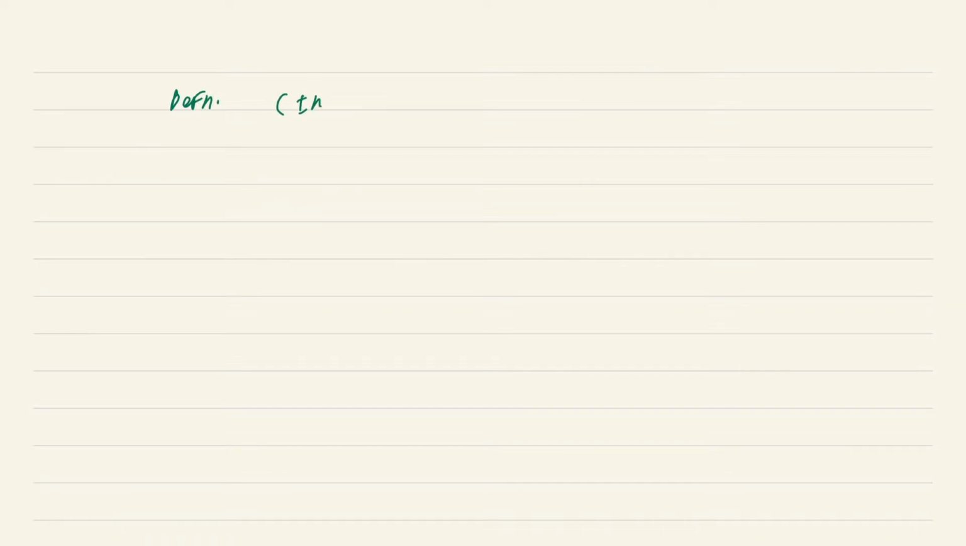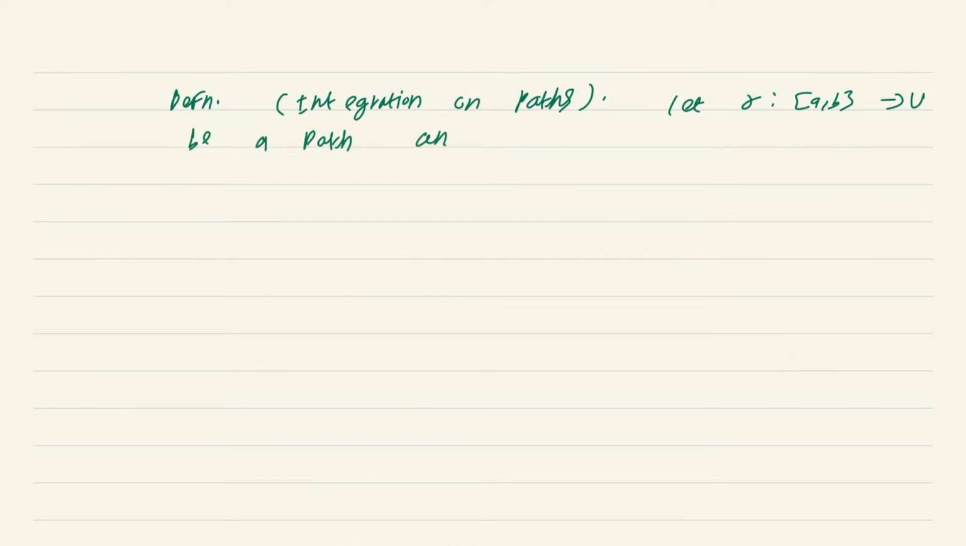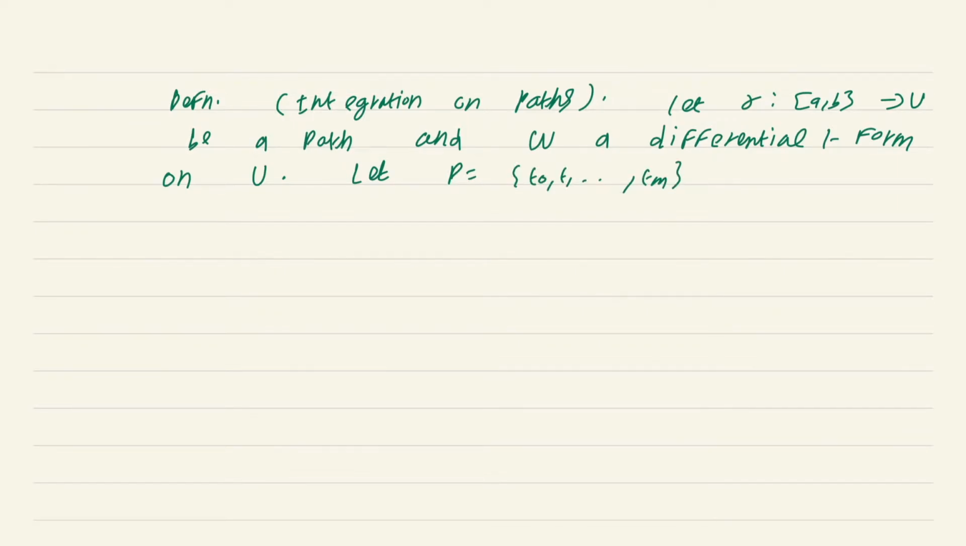Definition: integration on paths. Let gamma from AB to U be a path, and omega a continuous differential one form on U. Let P equal to T0, T1, ..., Tm be a partition that comes from the fact that gamma is a path.